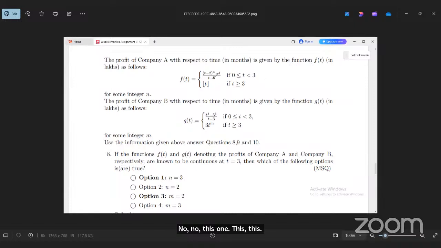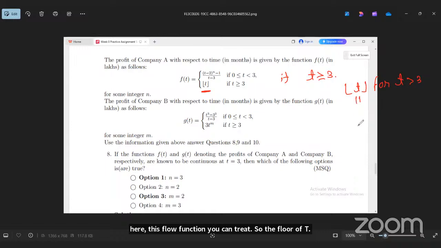See, here you just have to simplify this f of x. This is the floor function we know. So if you take any t which is greater than or equal to 3, then this floor function you can treat. So the floor of t for t strictly greater than 3, what will be the value? Can you judge? Floor of any integer which is strictly greater than 3. It depends, right? Please mute yourself.